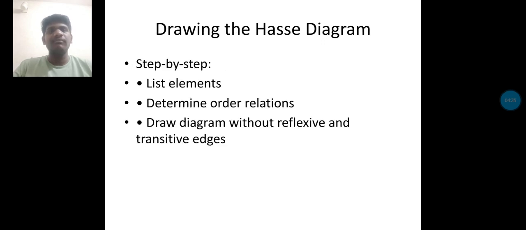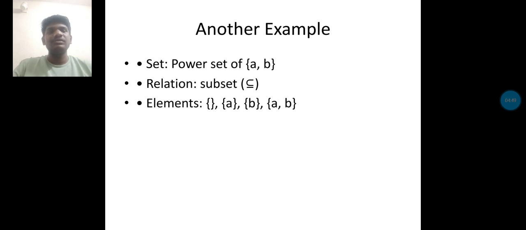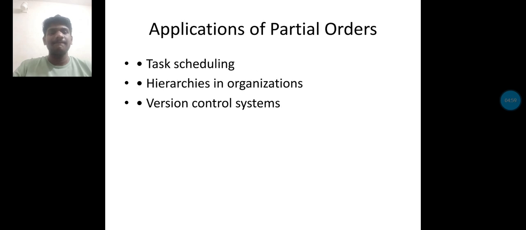Drawing the Hasse diagram: these are the step by step instructions. Identify the least element. Determine the order relations. Draw the diagram without reflexive and transitive edges. Example: the power set of {a, b}. The relation is the subset relation among the elements.